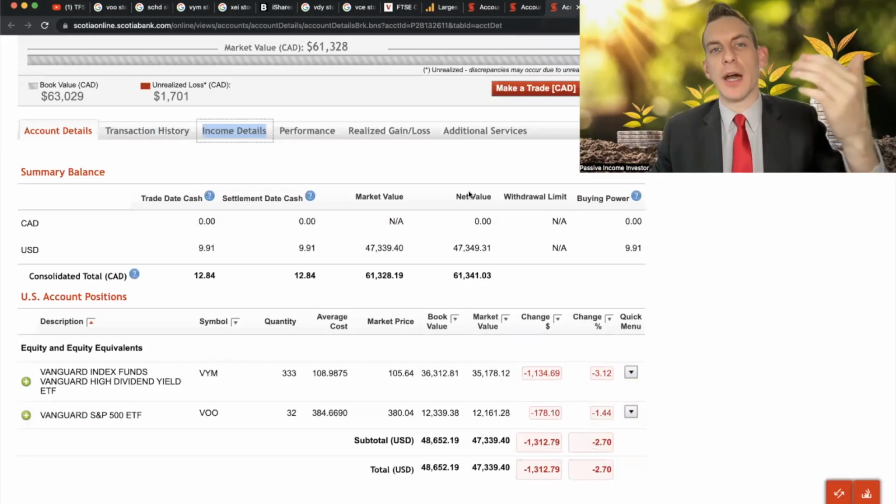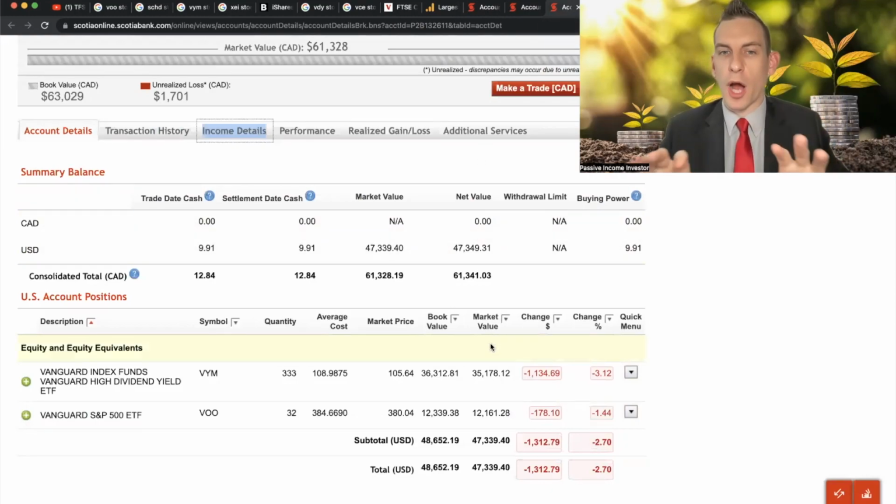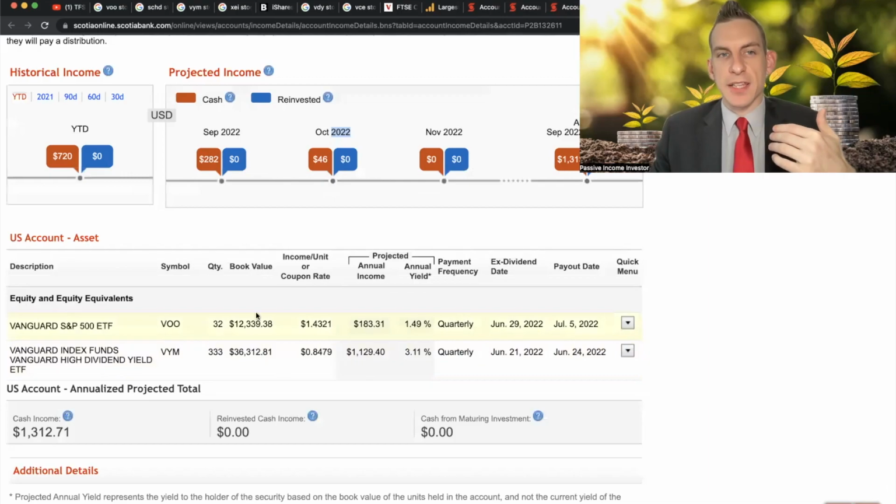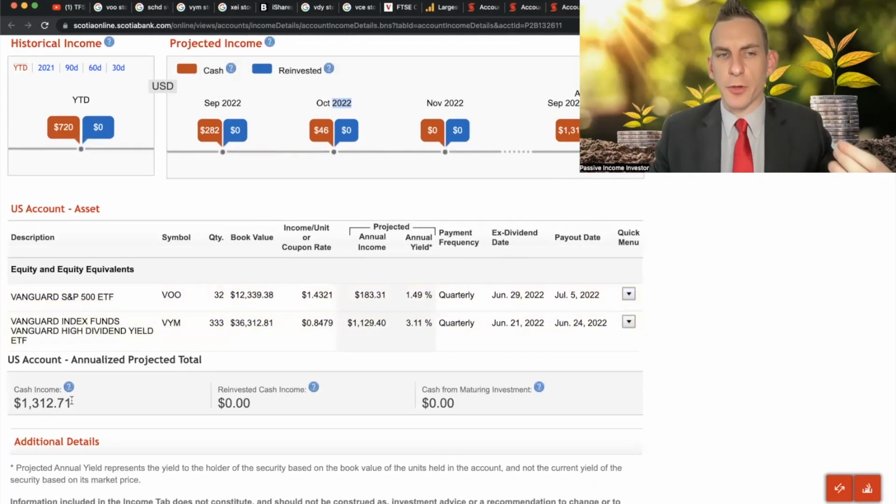So again, when we come into the RRSP, guys, I just want more optimal dividend income from the US side of the border, and I'll use the TFSA for a more growth-based perspective with VOO. And that'll also bump the dividends a little bit in the RRSP, which I'm currently making about $1,312 between these two stocks, but that'll go a little higher as we get rid of VOO in this account.